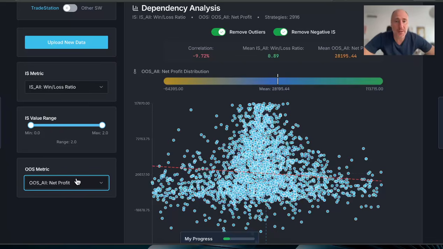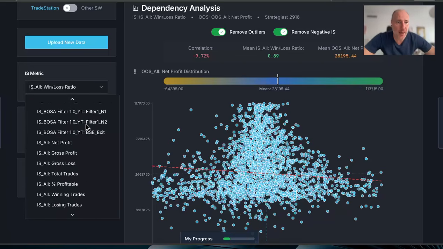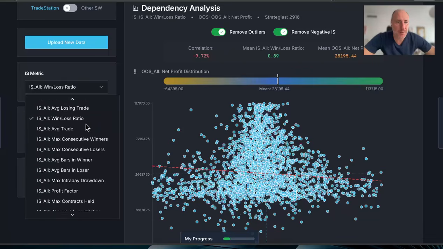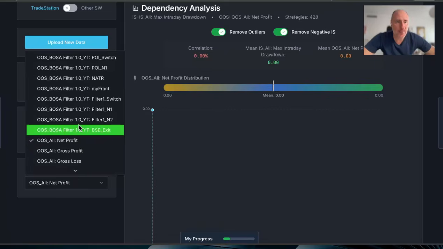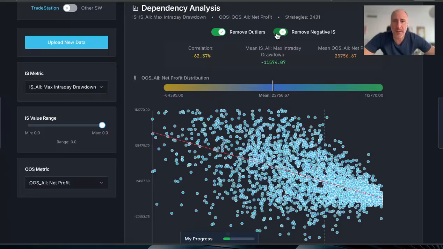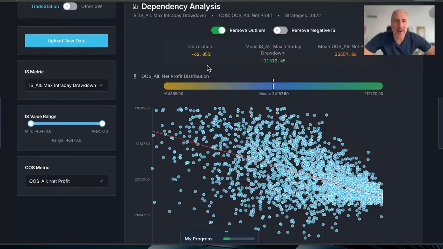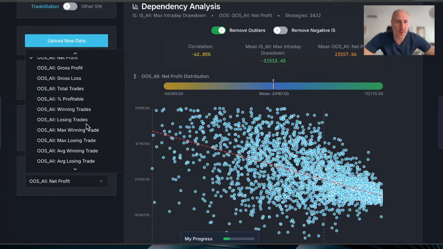Win-loss ratio versus net profit. Nothing, guys. It's even getting worse. There's no predictability. How about drawdown? Maximum intraday drawdown. And this doesn't work for some reason. I'm not sure why. Oh, yeah, we have to remove negative values here. Okay, so we have a very high negative correlation. Actually, let me start with the drawdown, maximum drawdown here.